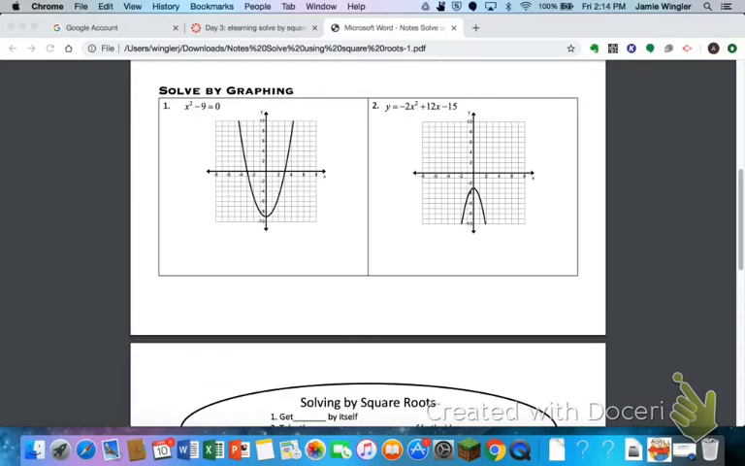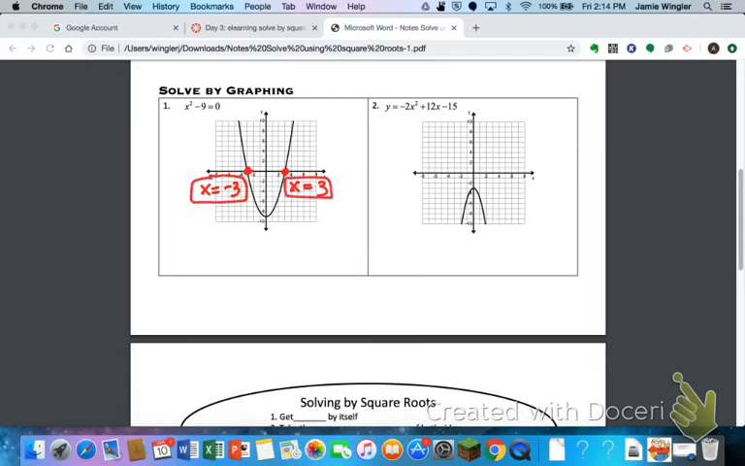Now I want to show you how factoring and solving equations by factoring, which is what you did in your last homework, relates to these graphs. We know that this graph touches the x-axis right here at -3 and right here at +3. So if my directions just say solve by graphing, then that's all I would have to do, and I would get my two answers and I would be done.